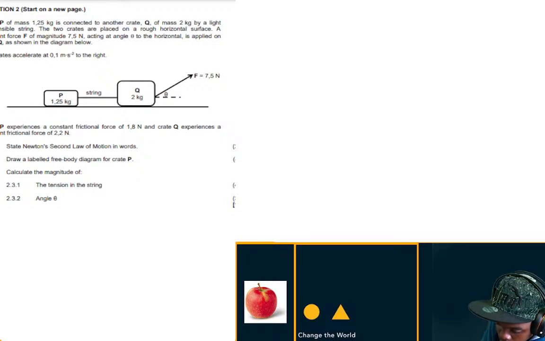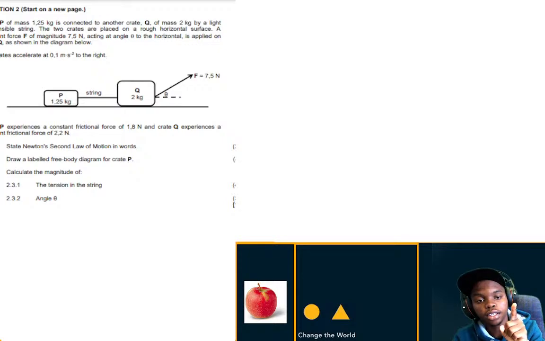to the horizontal, and they also told us that there's friction. So this is your kinetic friction, guys, but this one is not force applied. This is my tension because it's connected with an inextensible string to block Q.